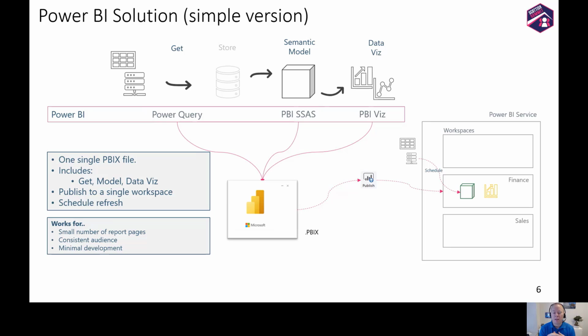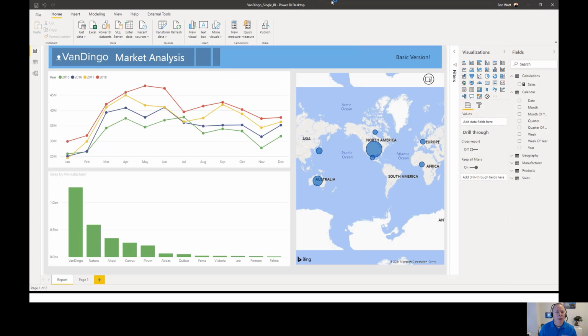sets. But first of all, let's look at an example Power BI file that is made up of one Power BI file that's doing all of these, and we're going to deploy it and see what happens in the cloud, and then we're going to start to break this particular file up. So what we're looking at here is an example solution called Vandingo, and I've called it Single BI, and that's to remind me and to remind you that this is the example of just everything encompassed in a single file.